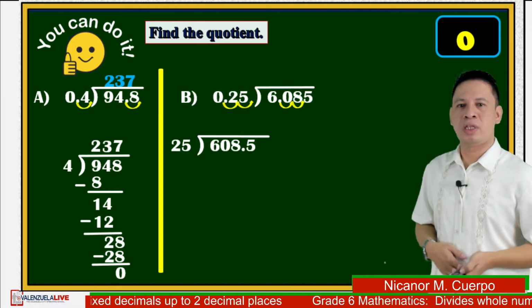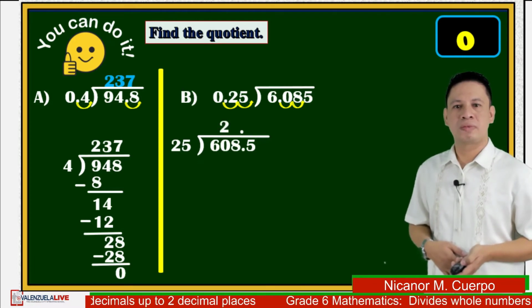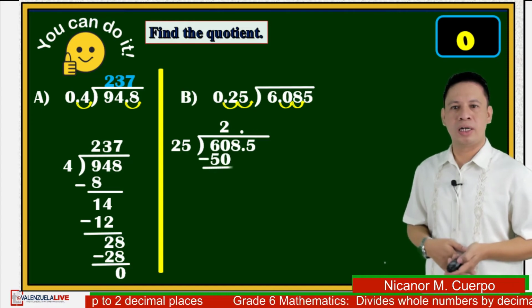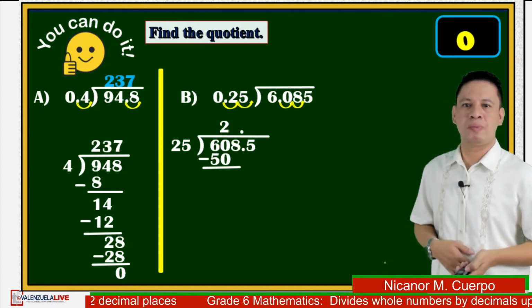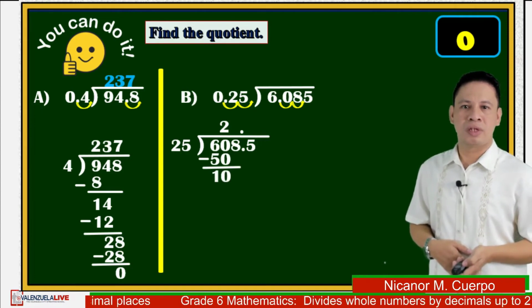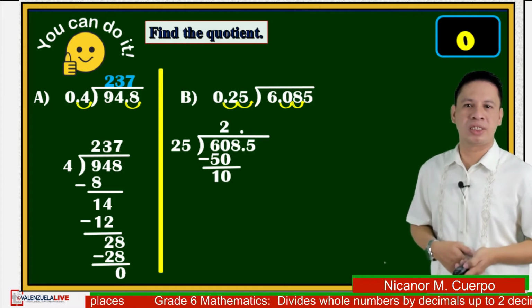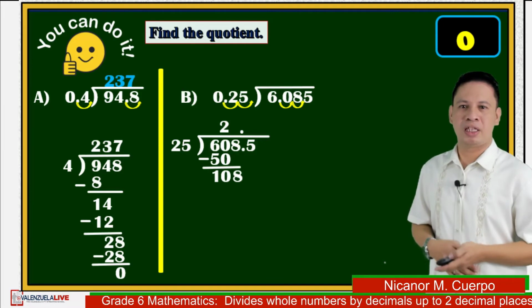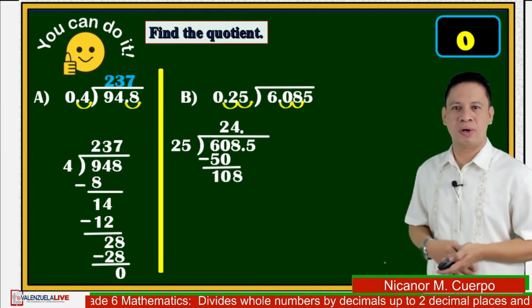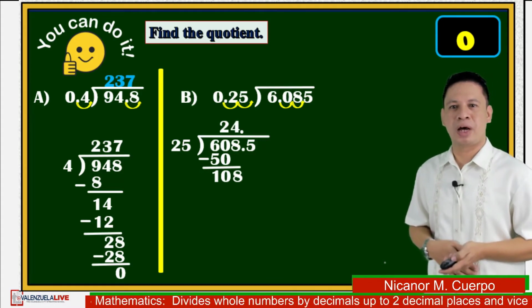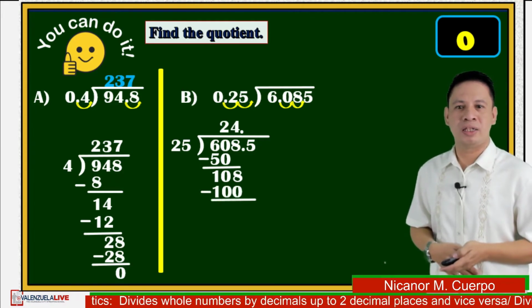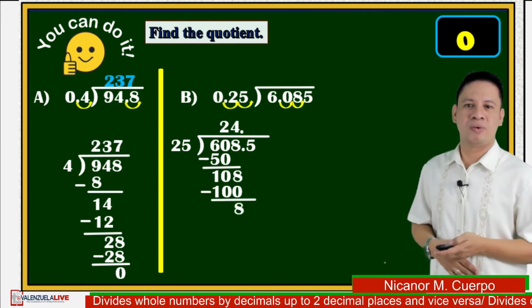60 divided by 25 equals 2. Then 2 times 25 equals 50. 60 minus 50 equals 10. Then bring down 8. 108 divided by 25 equals 4. Then 4 times 25 equals 100. 108 minus 100 equals 8.